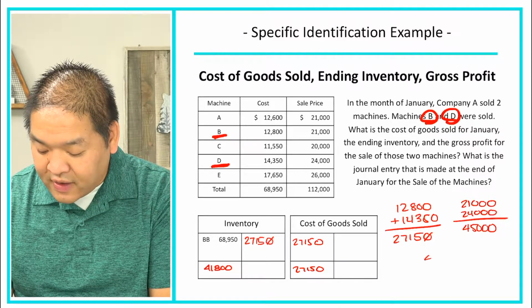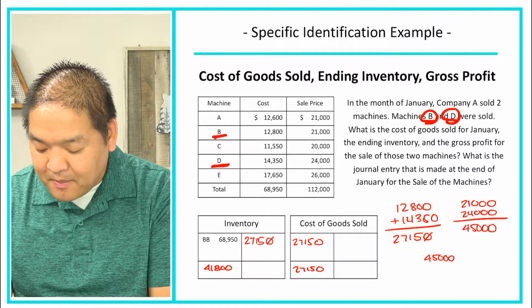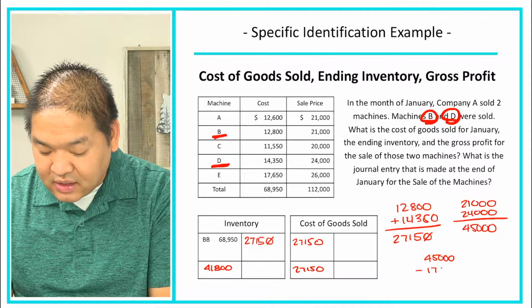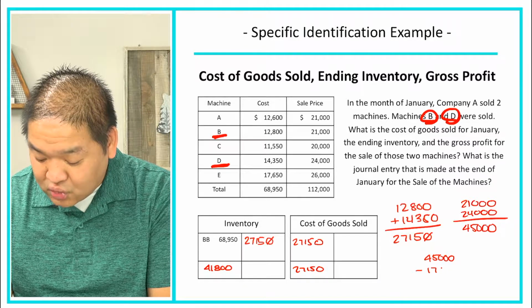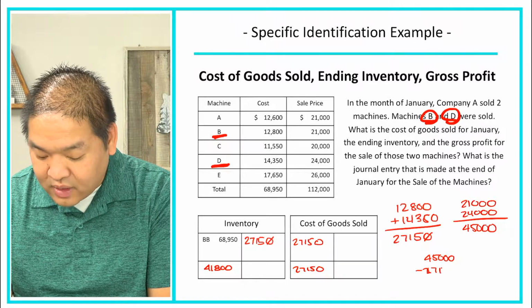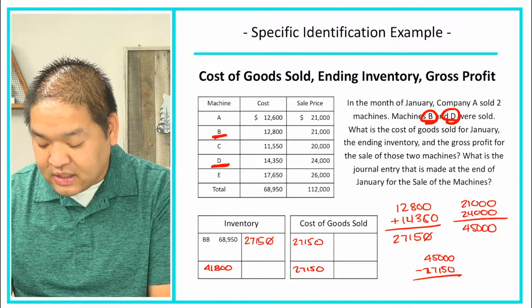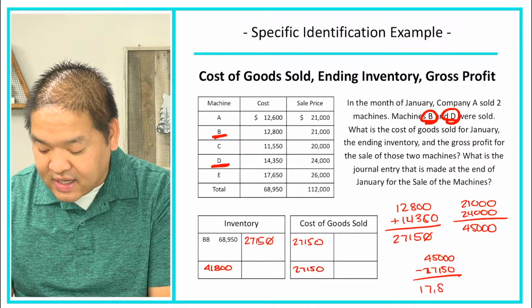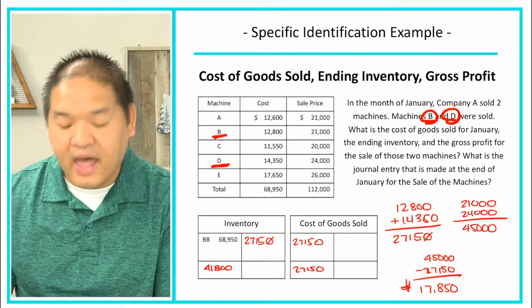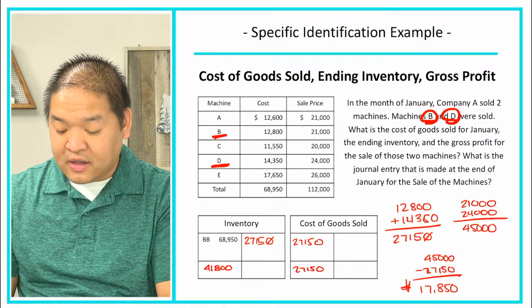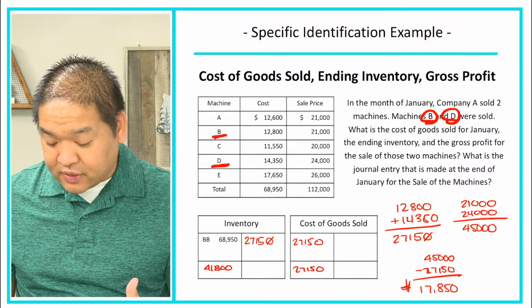So $45,000 minus $27,150 gives me $17,850, and that would be my gross profit. So let me run through the numbers here really quick.